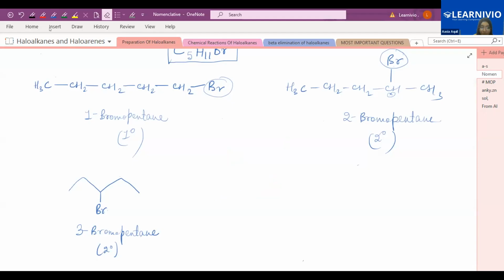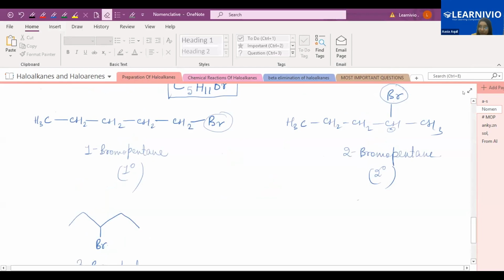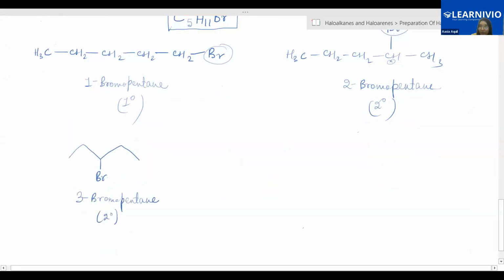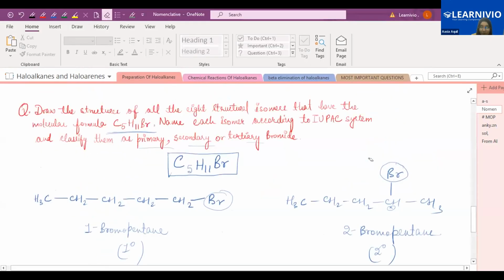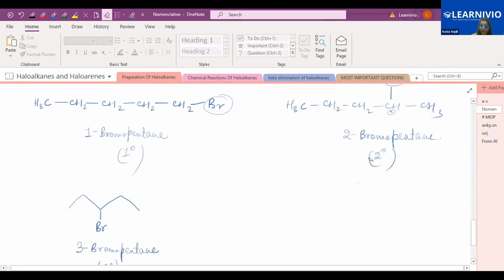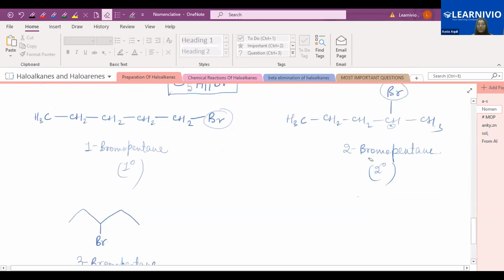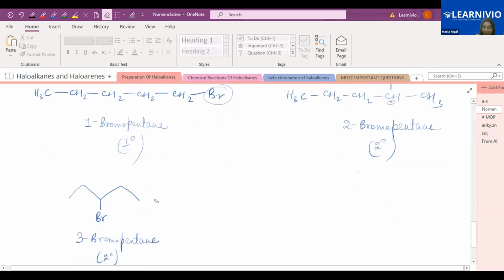Now, we know that 8 structural isomers exist, because in the question it has been given that 8 structural isomers exist for this molecular formula. So how to draw all the structural formulas or all the isomers? First, you have to make the longest chain, and then add the bromine atom. Then you have to shift the halogen group: second carbon position, then third, then fourth, and so on. So you will get the three isomeric forms.